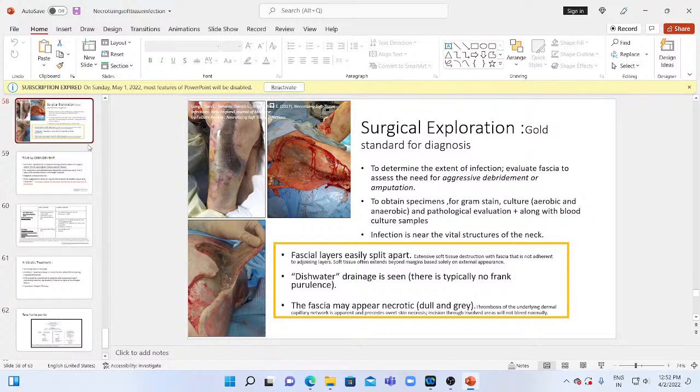And from this, we will decide 3 things. One is we should get the tissue for diagnostic purposes like culture, anaerobic culture, and gram stain, and also decide whether this requires aggressive debridement or amputation.